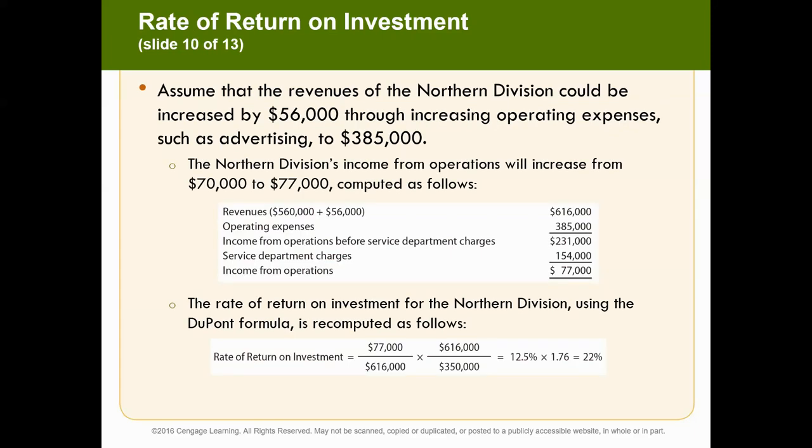Let's look at the company's Northern Division. We could increase it by $56,000 through increasing operating expenses, such as advertising, to $385,000. As you know, typically the more a company spends on something like advertising, it should ultimately result in an increase in sales. That's why companies advertise all the time. You see those car commercials running every couple of segments, right? Car companies advertise so heavily to get more cars sold, of course. That's the whole concept behind advertising.